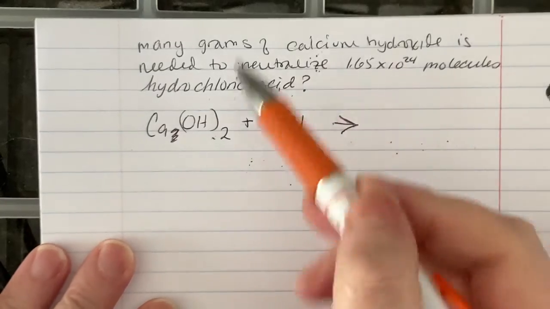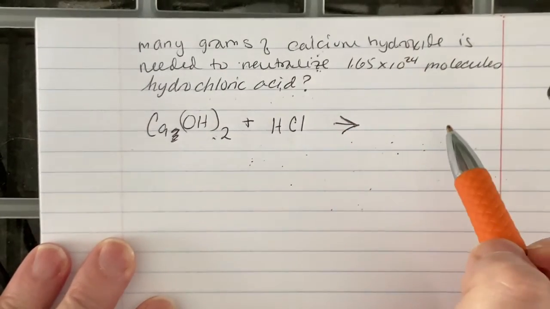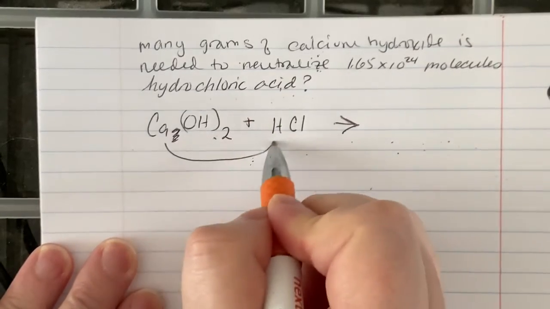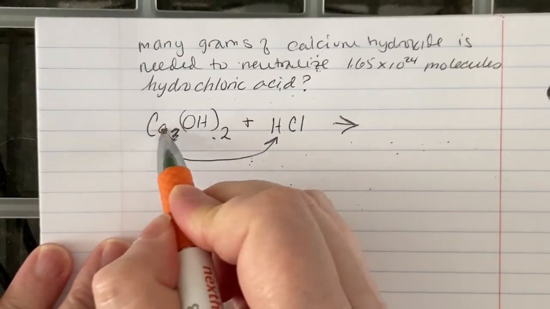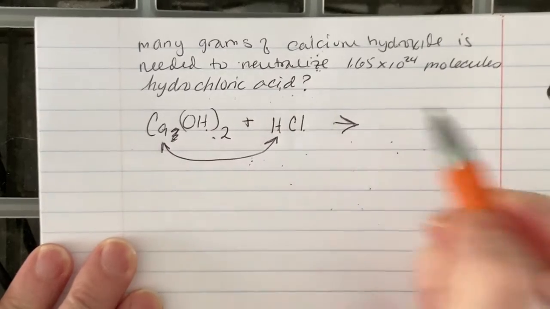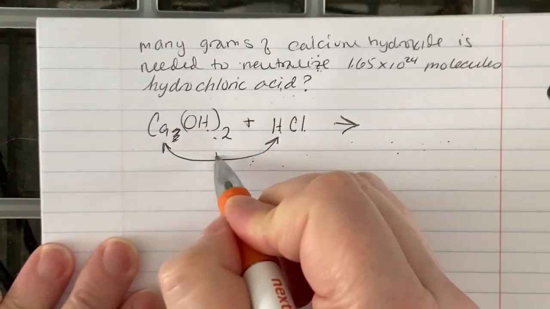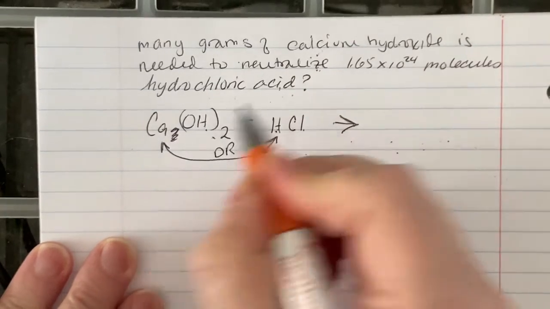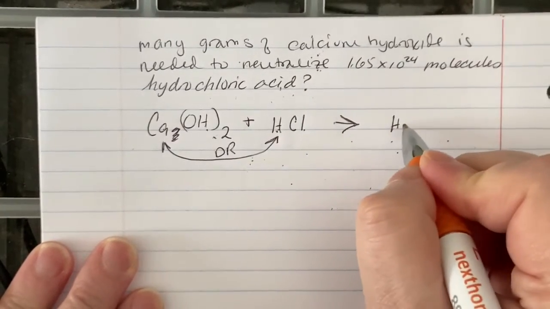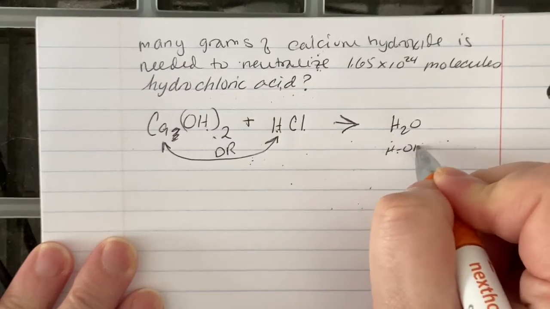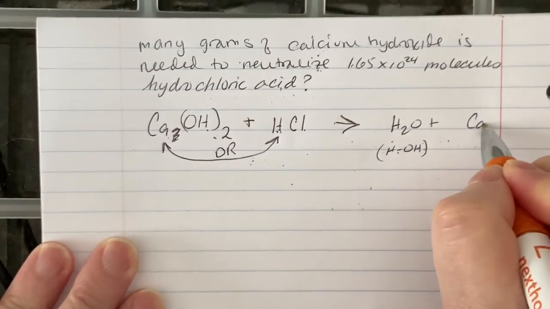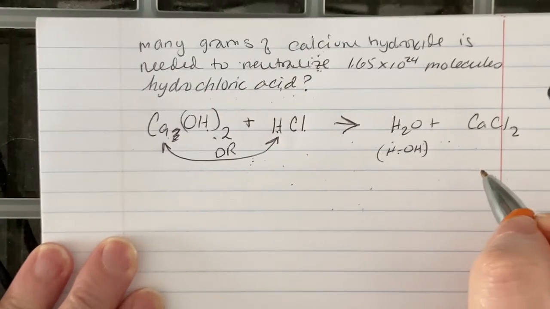Even though they're not talking about any of the products, you still need to get the proper mole ratio, so you still need a balanced chemical equation. This is two couples, calcium mixed with hydroxide and hydrogen mixed with chlorine. So you know it's a double replacement reaction, or cation swap. Hydrogen is now going to go with the hydroxides, or water, and calcium is going to go with the chlorine, calcium chloride.